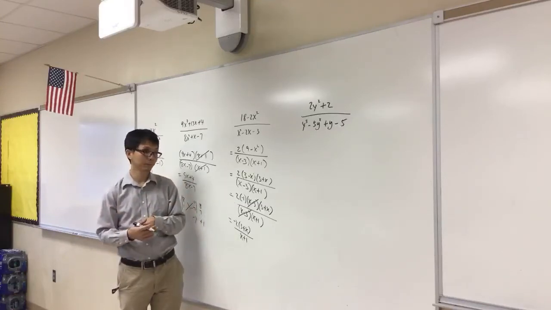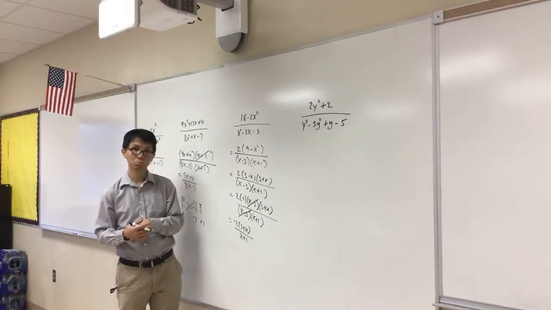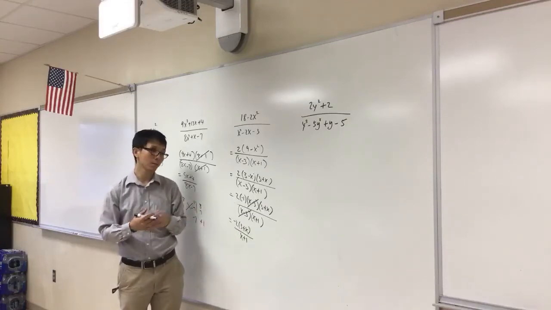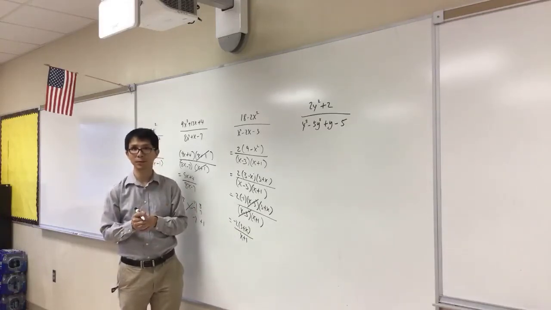You can still put the negative on either one. You can put the minus 2 on the bottom, or you can put the minus 2 on the top. Why did you put it on the top? It just makes my life easier.